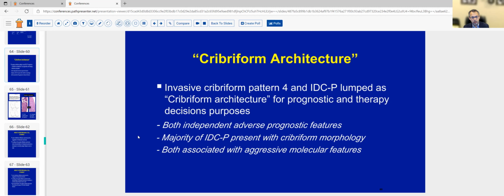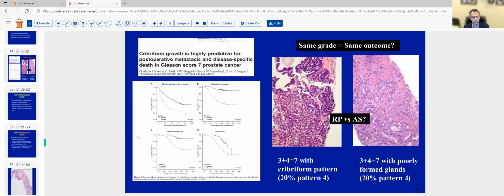Using this type of combined cribriform architecture approach, there are now several European studies, particularly coming from the Dutch group. Using this approach, Kweldam and colleagues showed that cribriform growth in patients with grade group 2 prostate cancer was highly predictive of post-operative metastasis and disease-specific death. So data like this makes a strong argument that not all Gleason pattern 4 submorphologies may have a similar outcome.